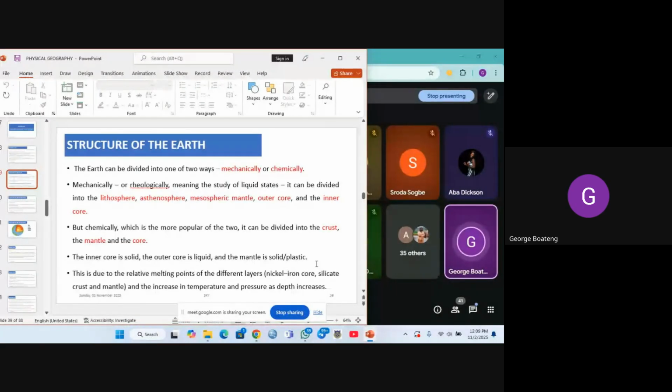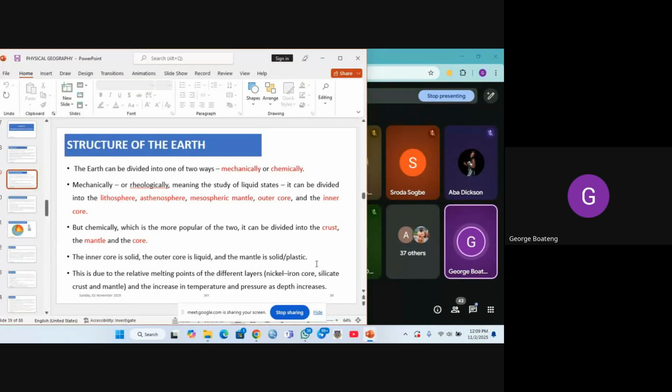So internally, we will have the lithosphere, the asthenosphere, the mesosphere or mantle, the outer core, and the inner core. The lithosphere is also known as the crust. We have the mantle, and then we have the core, which is divided into 2. The asthenosphere is the fluid aspect of the earth.